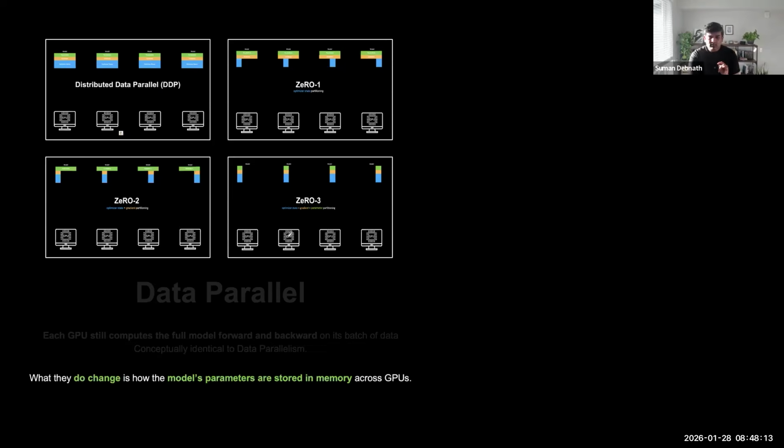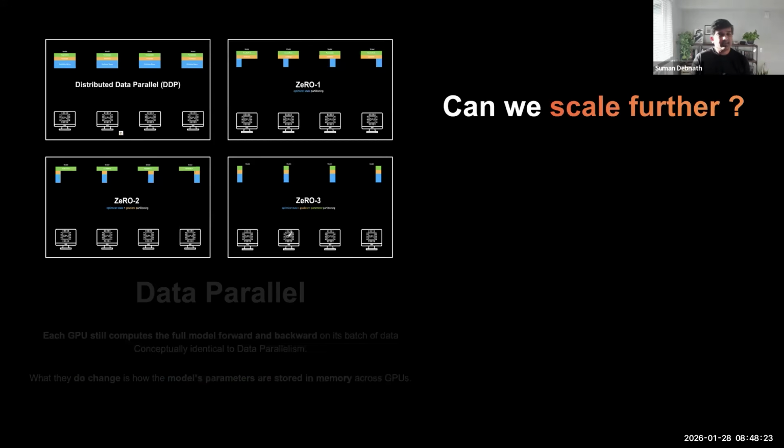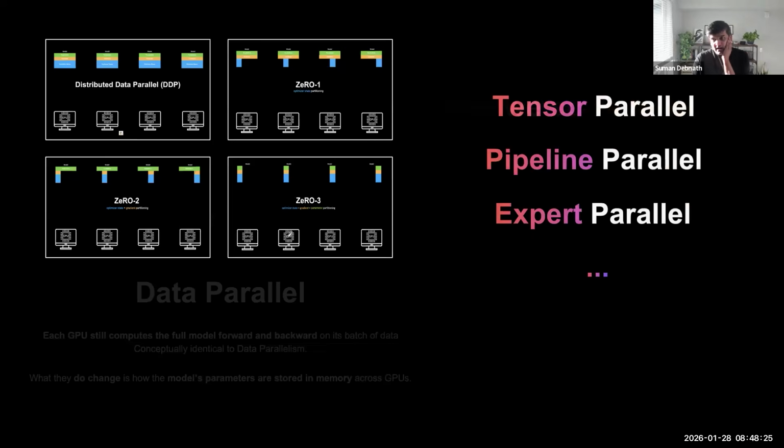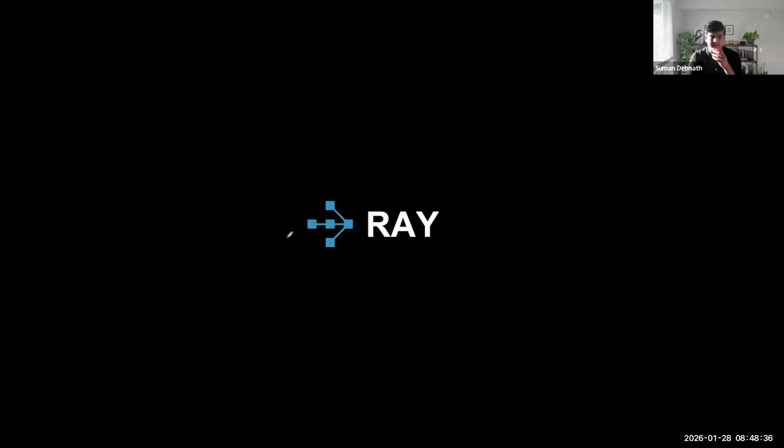But let's say we don't have enough memory to temporarily even perform the forward pass or backward pass. Can we even scale further? And the answer is yes. There are different techniques like tensor parallel, pipeline parallel, and so on. Okay, so that's about distributed training, right?